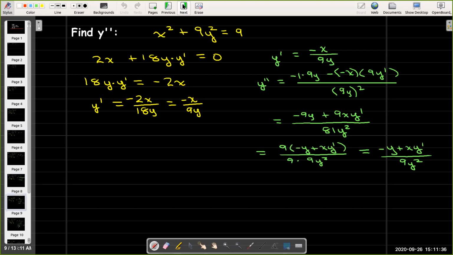I will actually factor out the 9 from the numerator and from the denominator. And then I have this factor 9 over 9. 9 over 9 divides to make 1. And so I'm left with negative y plus xy prime all over 9y squared.